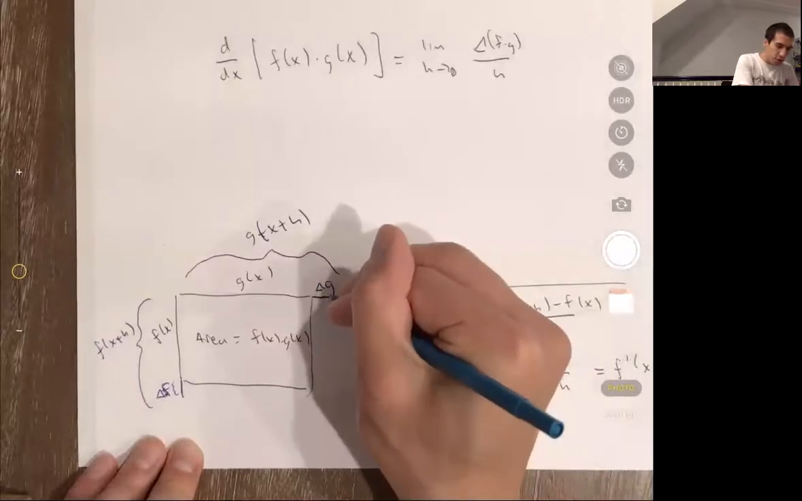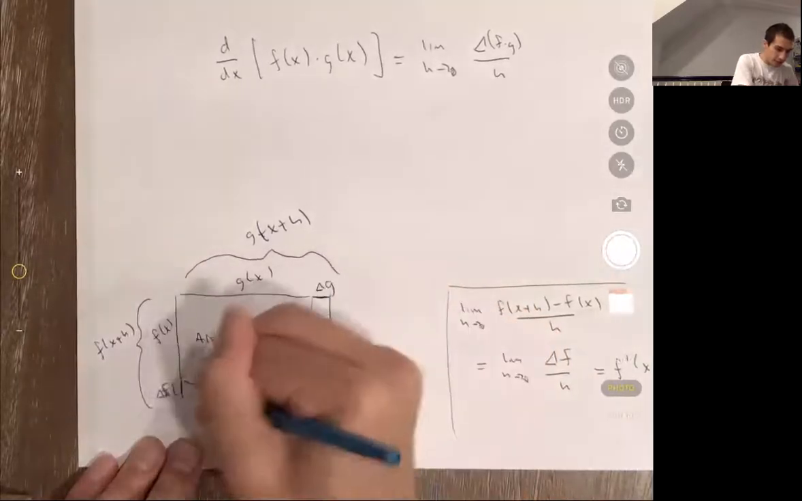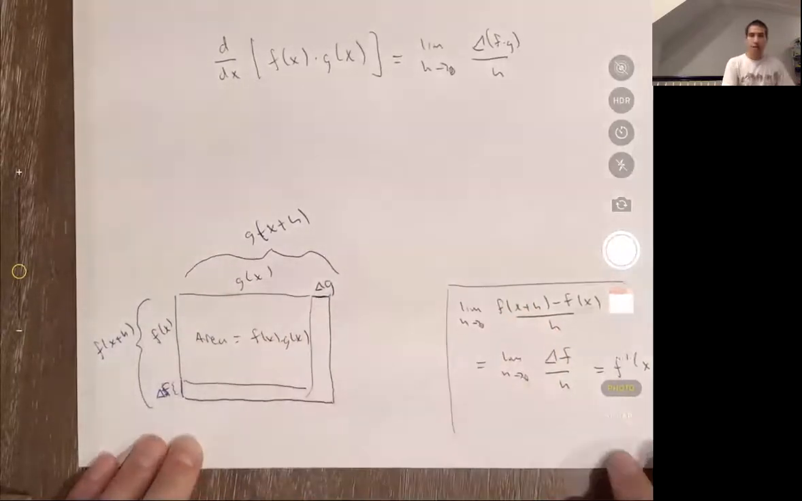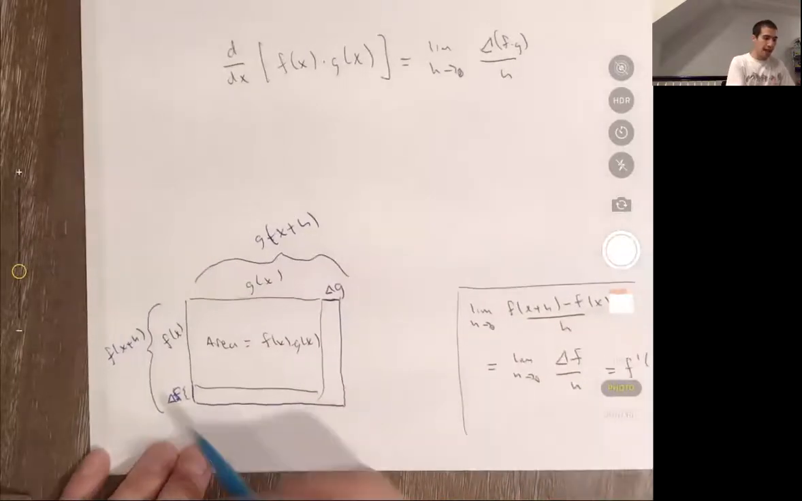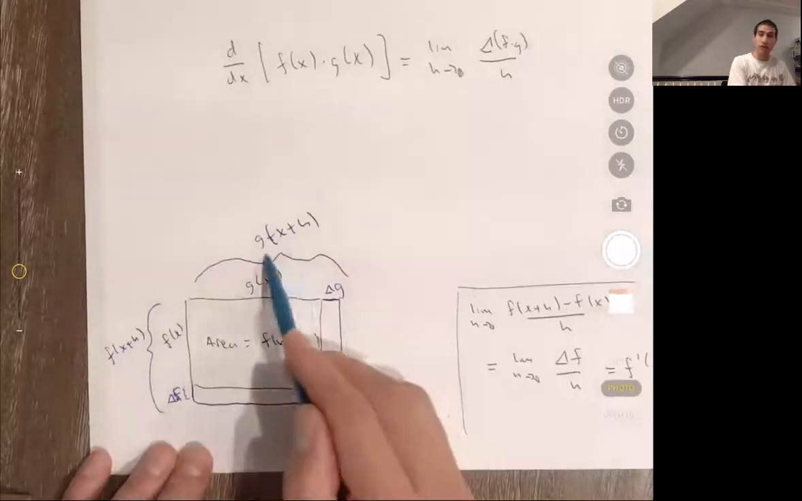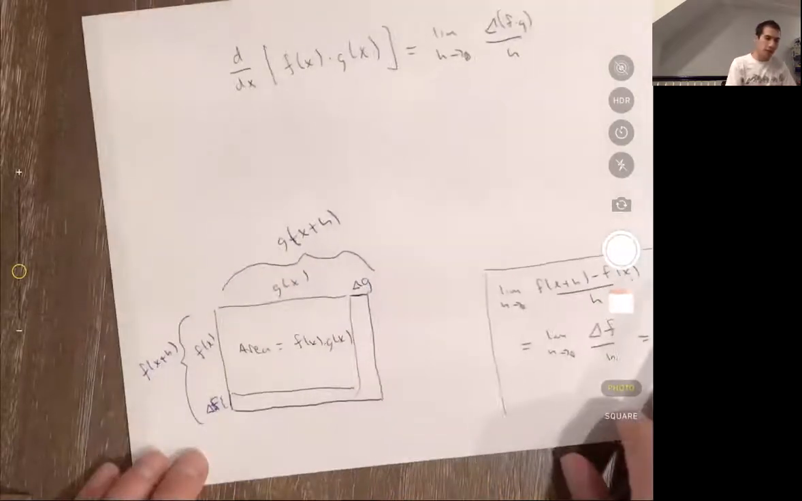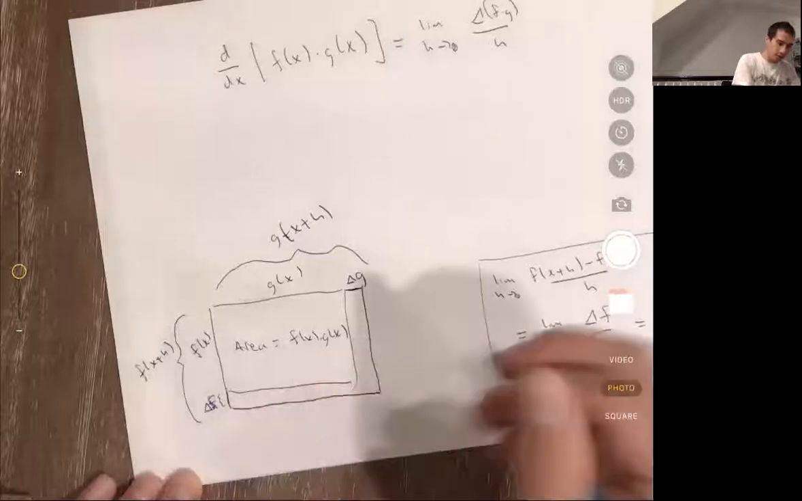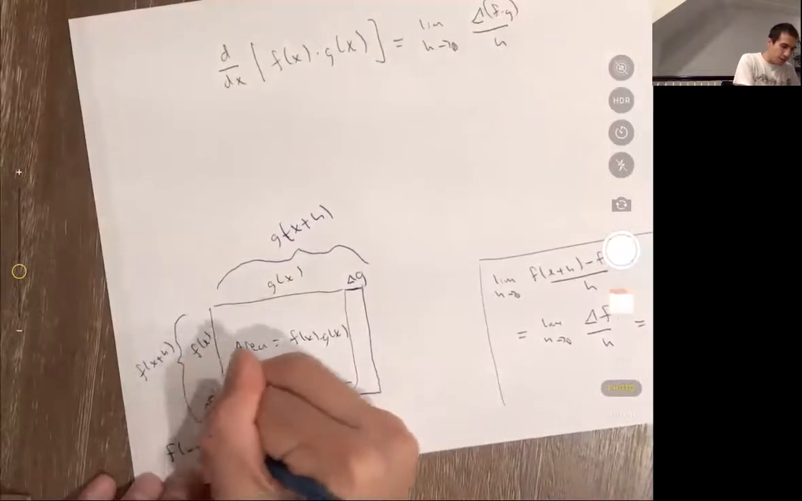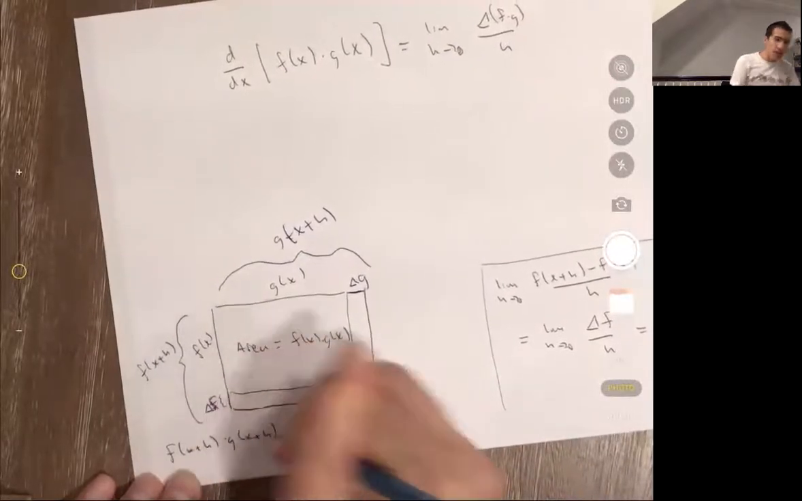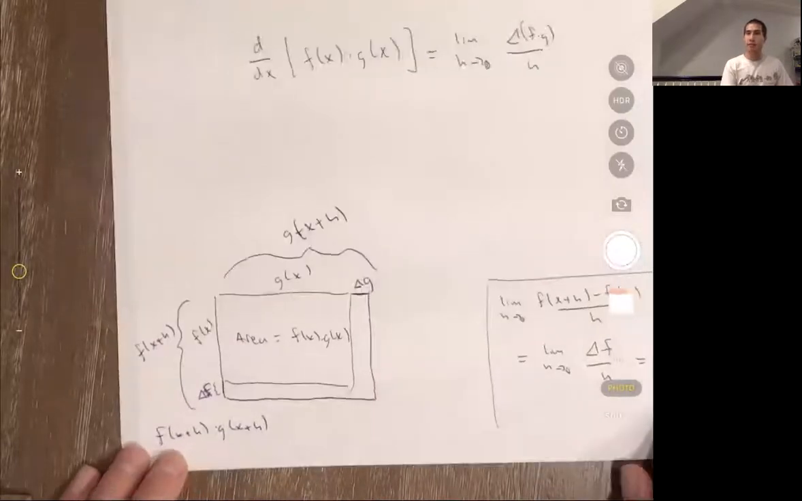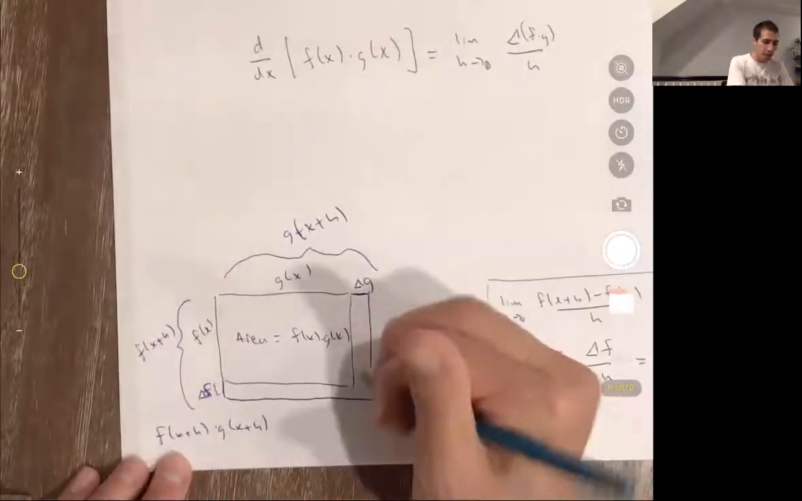And now I can compute the area of this new rectangle. So the area of this bigger blue rectangle is going to be f of x plus h times g of x plus h. Okay, so let's write that down. So this is f of x plus h times g of x plus h. So it's the area of this rectangle, right? And I can compute this area in 4 parts, right?